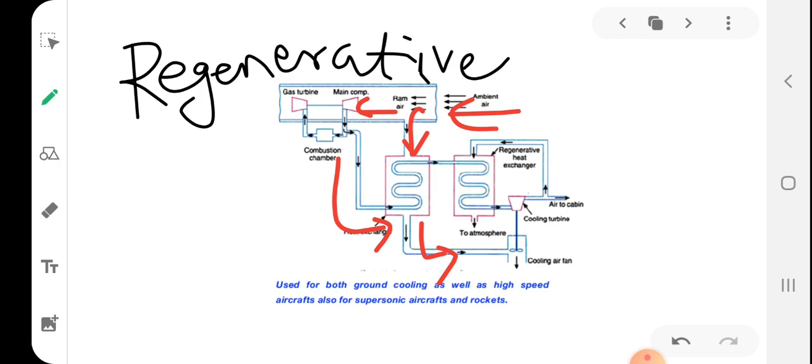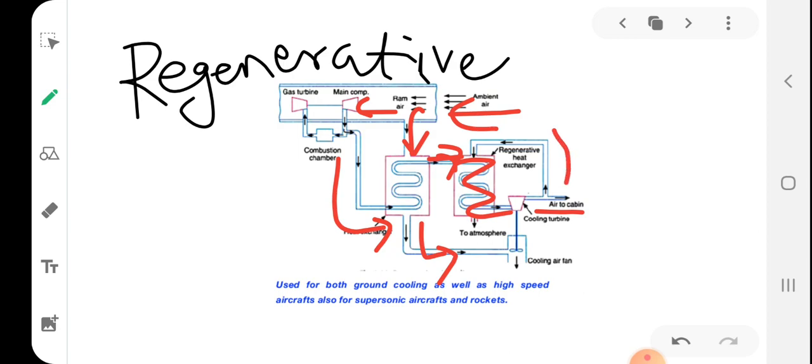Okay, so this air, which has got its temperature lowered, again enters another heat exchanger. In this heat exchanger, heat is transferred. It moves through this heat exchanger and then to the cooling turbine. After it reaches the cooling turbine, it gets lowered in pressure and temperature. It gets into a state which is required or designed to enter the cabin. So that is the refrigerated air itself.